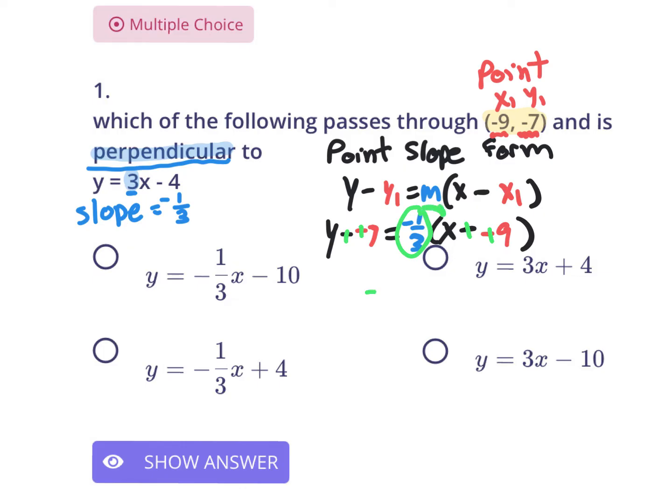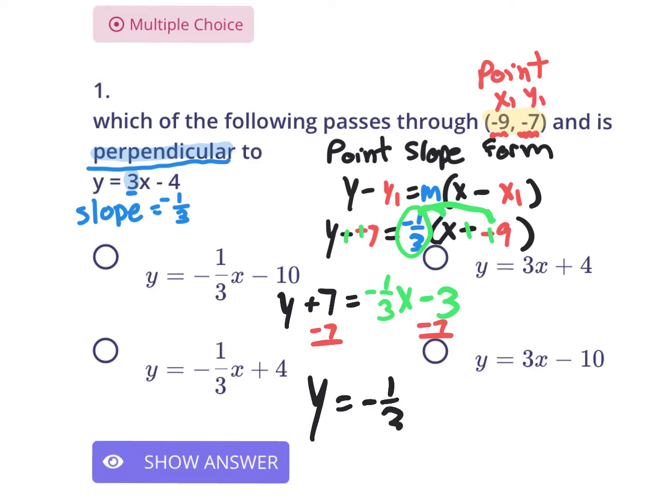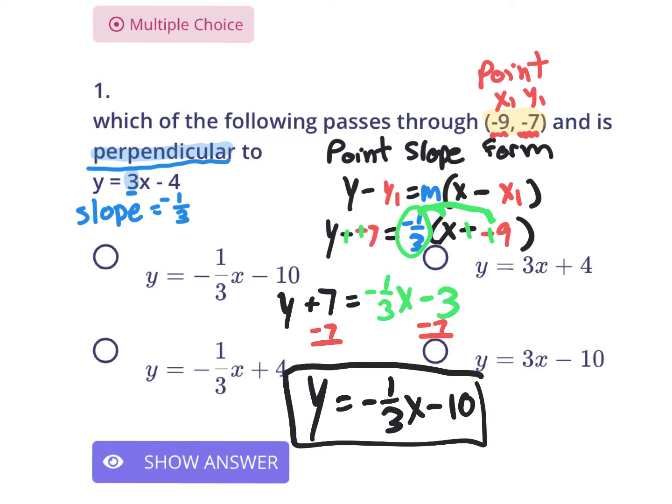-1/3 times x is -1/3 x. -1/3 times 9 is -3. Bring down the equal sign, bring down the y and the +7. Final step would be to get rid of that 7 to get y by itself. Subtract 7, subtract 7. You will have y equals -1/3 x minus 10. This is your slope-intercept form equation, and here is your answer. Y equals -1/3 x minus 10, this guy right here.